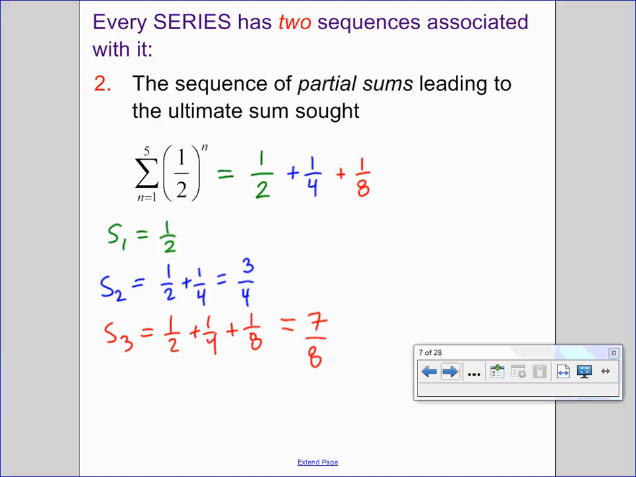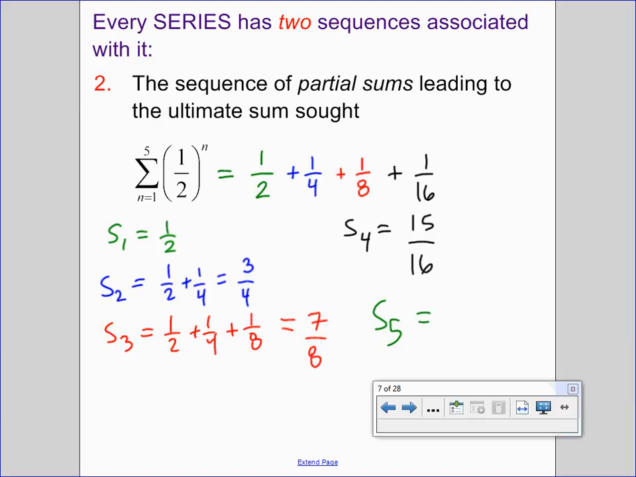My fourth partial sum, s sub 4, would be given by the sum of the first 4 terms. I'm almost there because there's just 5, so this would be 1/16. Are we starting to see the pattern here? This would be 14/16 plus 1 more is 15/16. And 1 more, s sub 5. Any guesses as to what this might be without doing it? Grace?